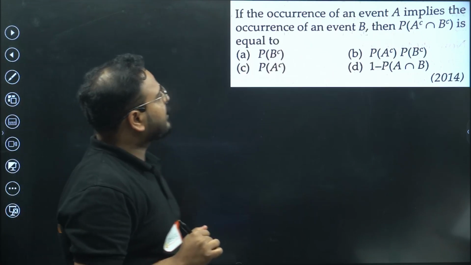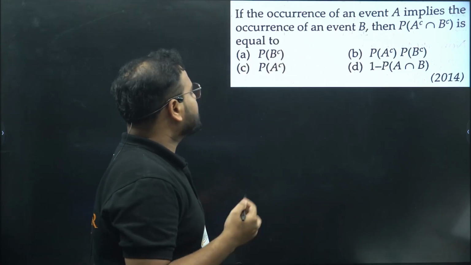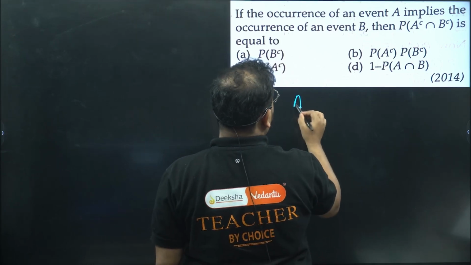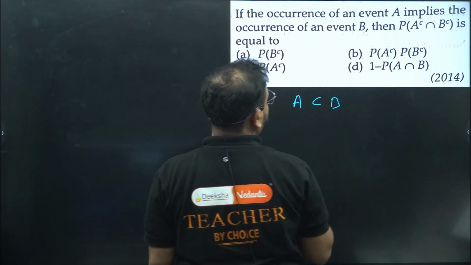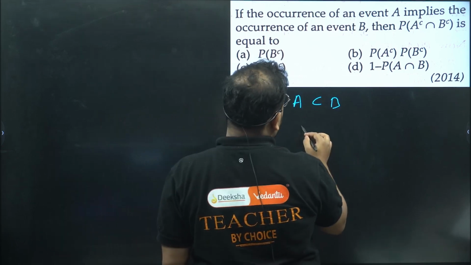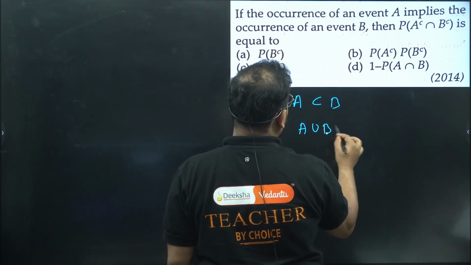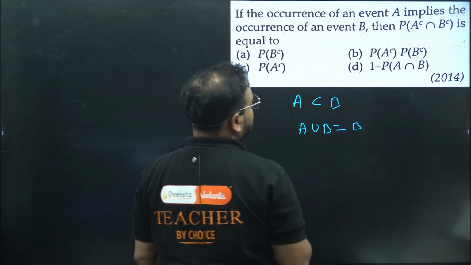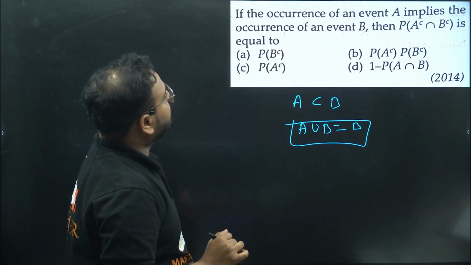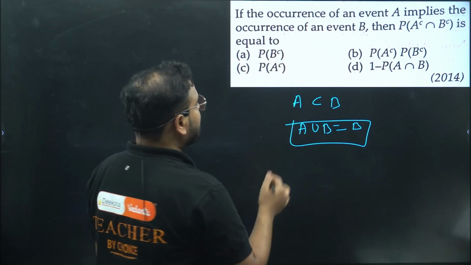If the occurrence of an event A implies the occurrence of an event B, basically it means that A is a subset of B. A is a subset of B. That's what it means. It means that we'll have the union of A and B as simply B. Correct? That's the meaning, basically. Yeah. Now what have they given? They're asking us for the value actually.